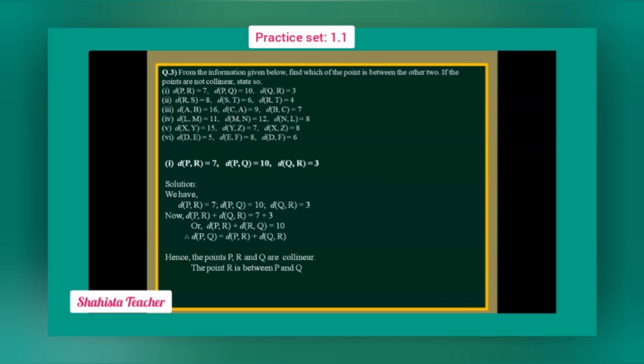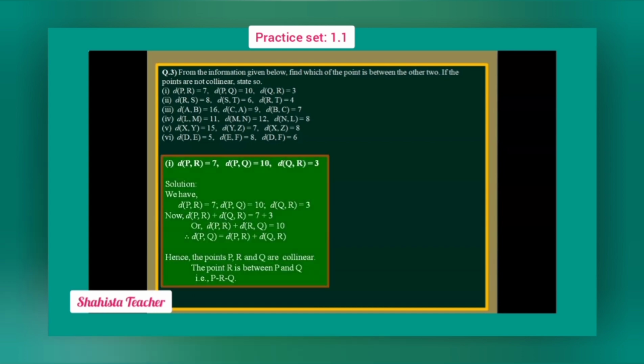So students, in this way we solve sub question 1. So that is PRQ. After adding these two numbers, that is distance of PR plus distance of QR, we get distance of PQ. So 7 plus 3 is equal to 10. So that means it is a collinear point. So students, now let's solve sub question 2.